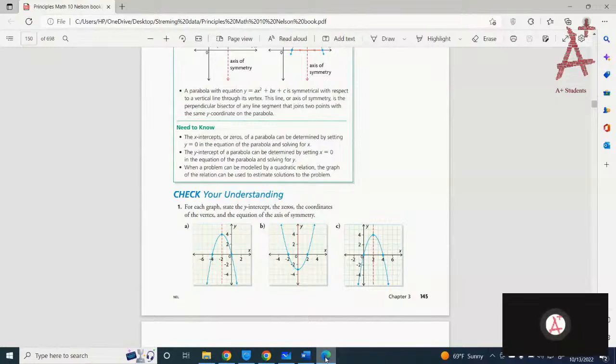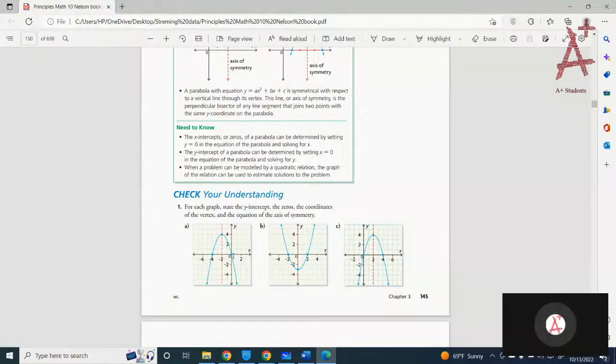Okay, let's start. For each graph, state the y-intercept, the zeros, the coordinates of the vertex, and the equation of the axis of symmetry. So we're going to learn what is y-intercept. Basically, the y-intercept of the parabola is the point where the graph is touching the y-axis. Got it? Just look at the first graph. At which point is the graph touching the y-axis? This is actually the point at 0 because the graph is crossing from the origin. So that means it is touching the x-axis and the y-axis also. That means the y-intercept of the graph is 0.